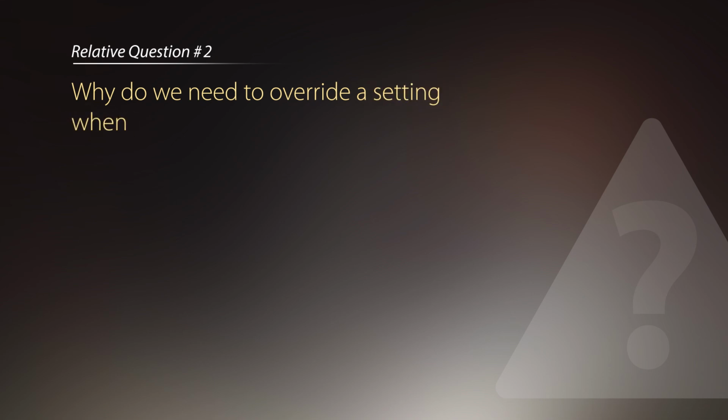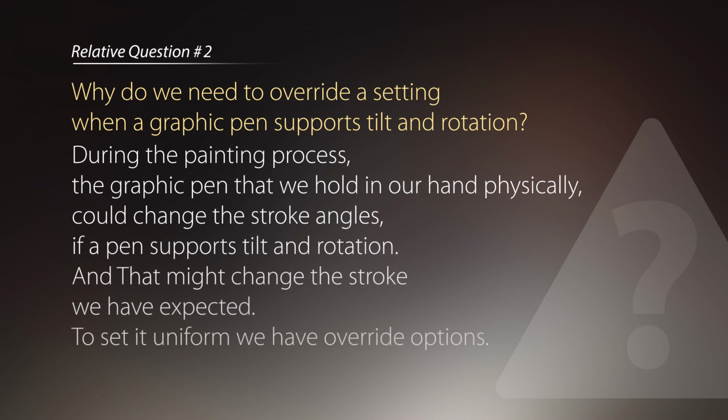The second question is, why do we need to override a setting when a graphic pen supports tilt and rotation? Well, during the painting process, the graphic pen that we hold in our hand physically could change the stroke angles if a pen supports tilt and rotation. And that might change the stroke we have expected. To set it uniform, we have override options.